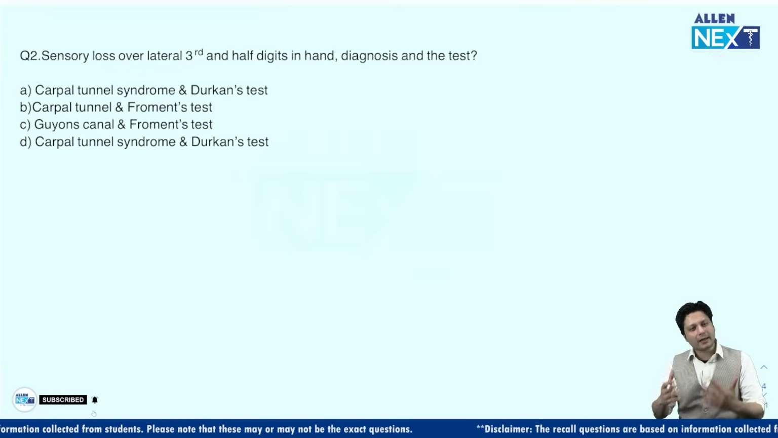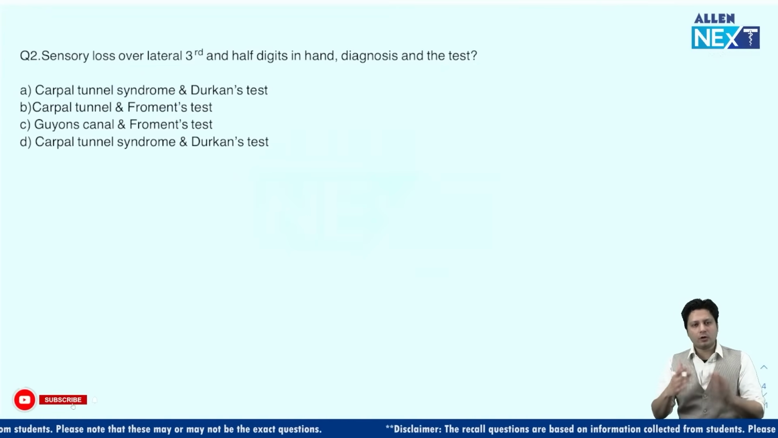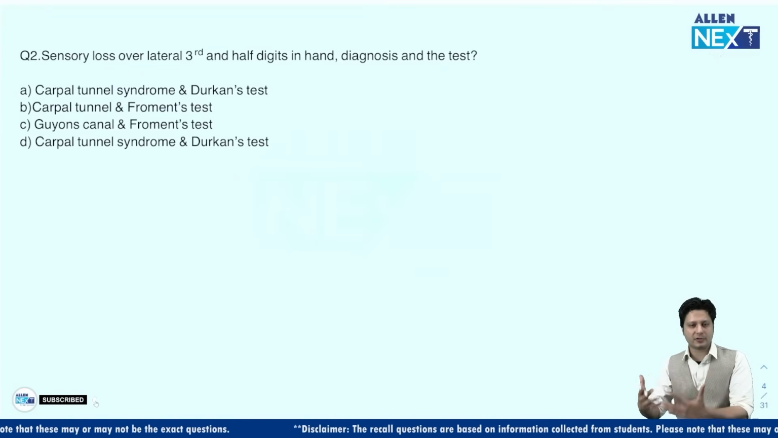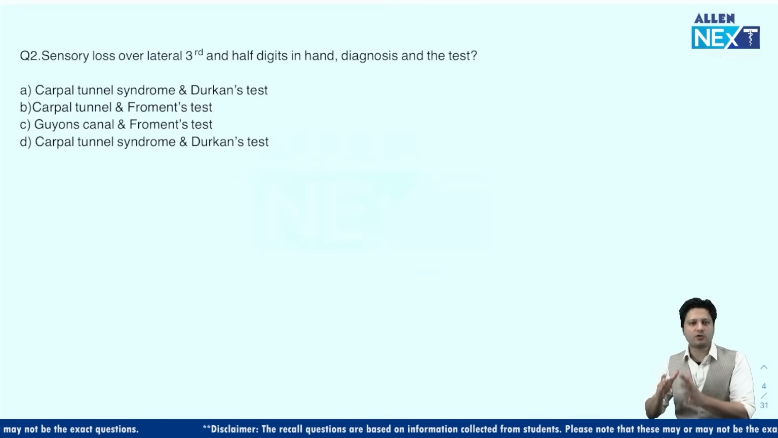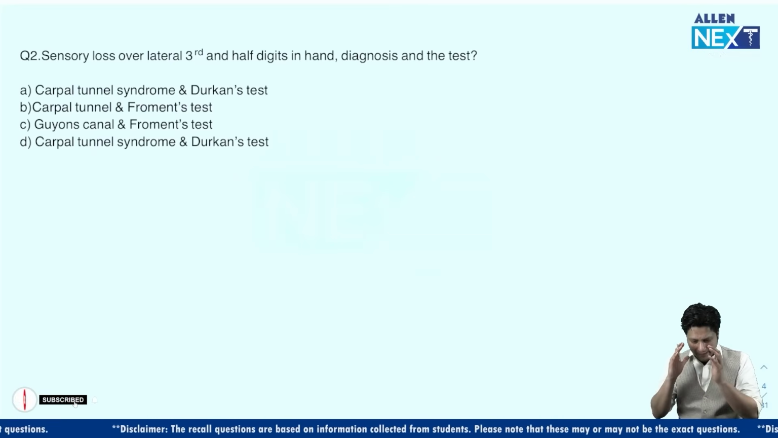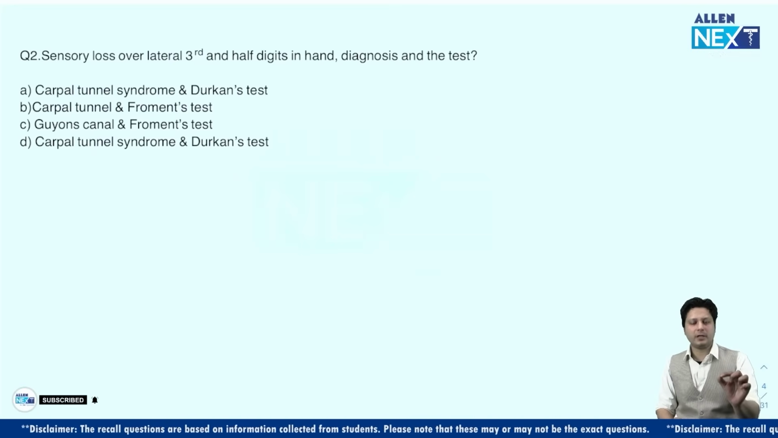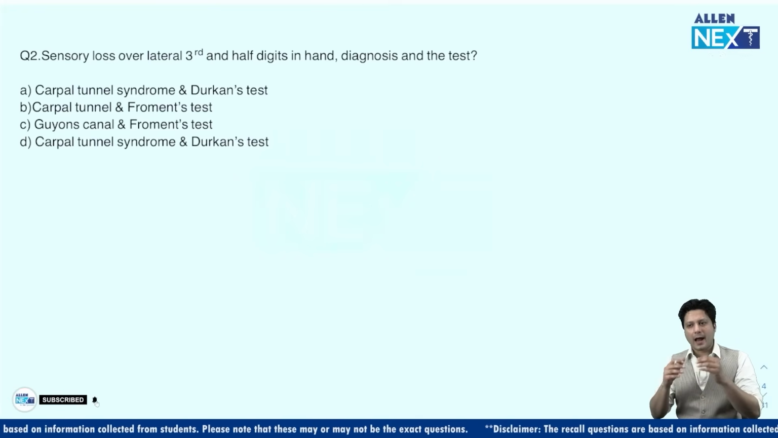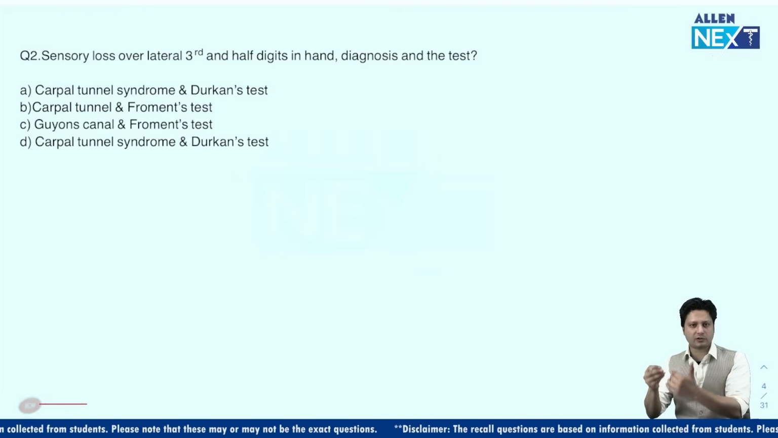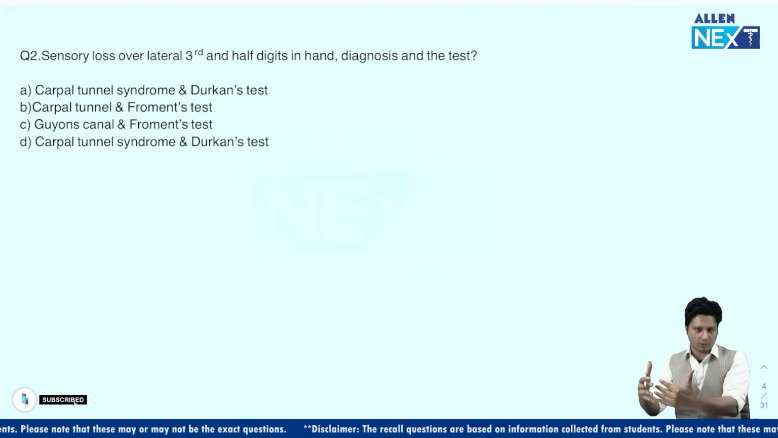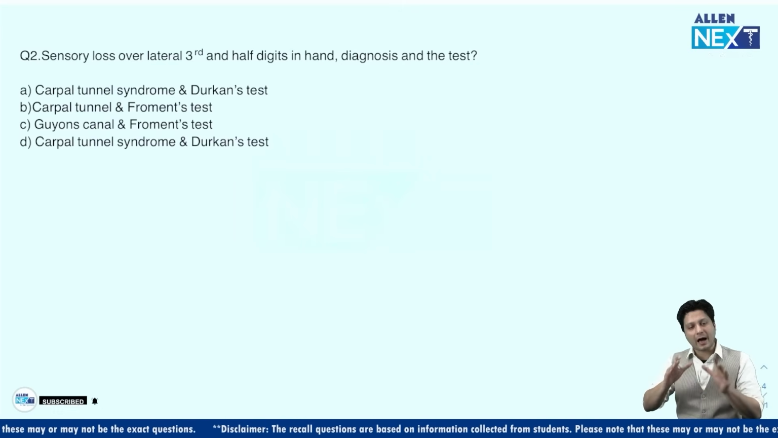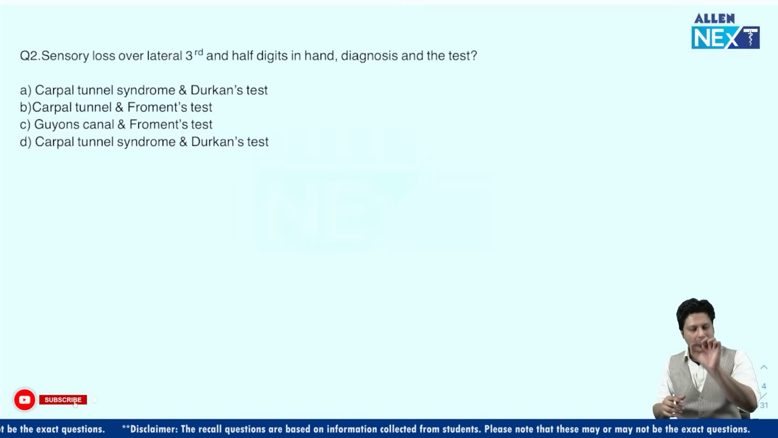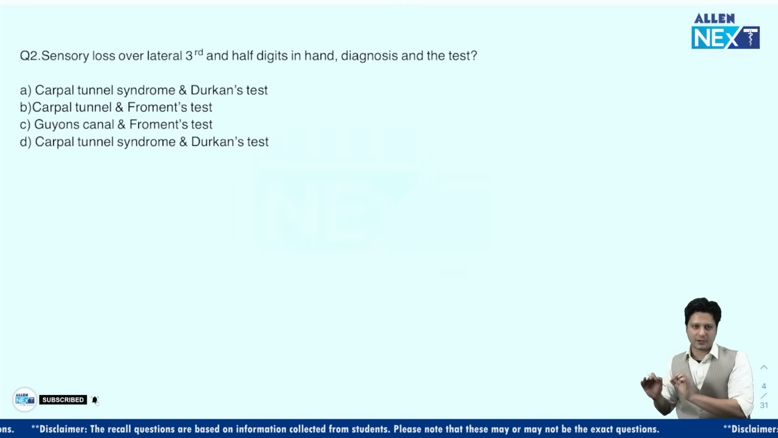Now, next question. Again, a very practical question. As I told you, and repeatedly I am saying, at least one question is going to be asked from peripheral nerve injury. That means from the injuries around the hand. All right. And for that, the intrinsic muscles of the hand play a very important role, because all these tests are related to the anatomical aspect of the intrinsic hand muscles.